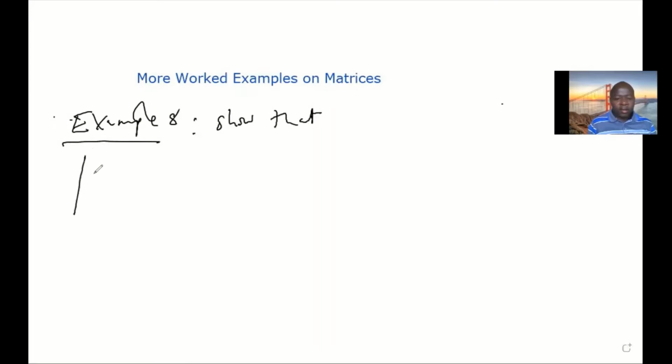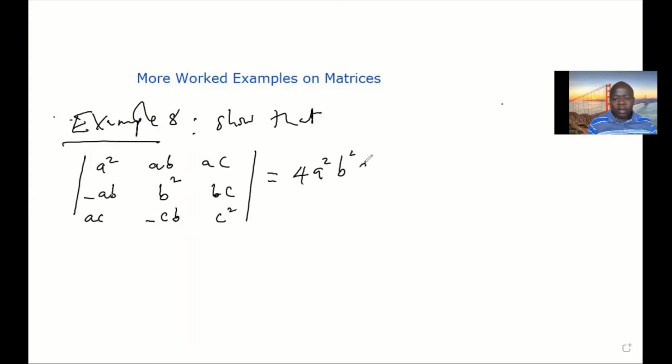The determinant of the matrix with rows S squared, AB, SC; negative AB, B squared, BC; and SC, negative CB, and C squared is 4S squared B squared C squared. Show that this determinant is that. And as I said, we have so many ways of doing that.